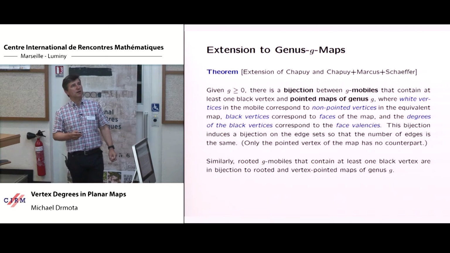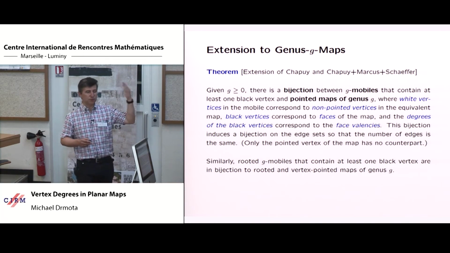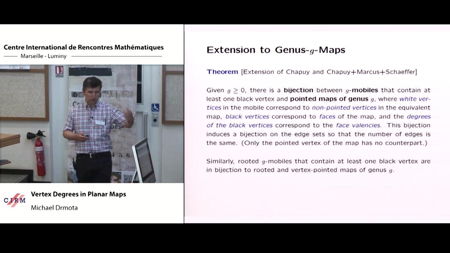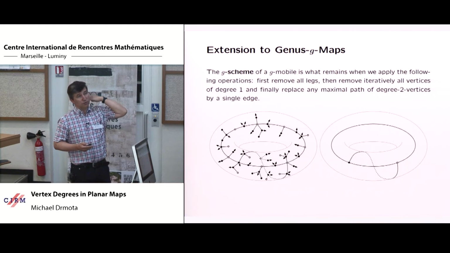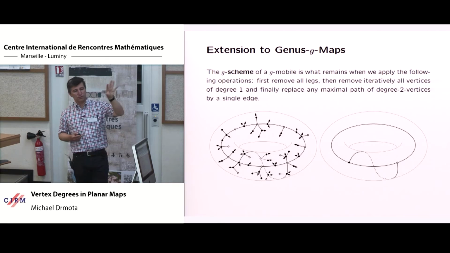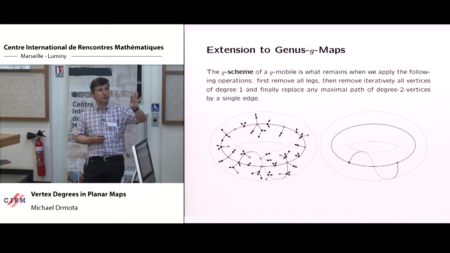So you have white vertices corresponding to vertices, black vertices to faces. The degrees of the black vertices correspond to face valences. And the bipartite case corresponds to the bipartite case, and also the rooted version, or the edge-rooted version, relates to the rooted version. So in order to count or to get some information on maps, you have to consider just G-mobiles.